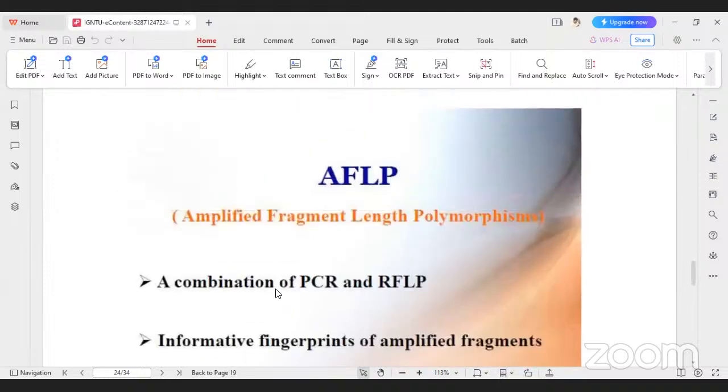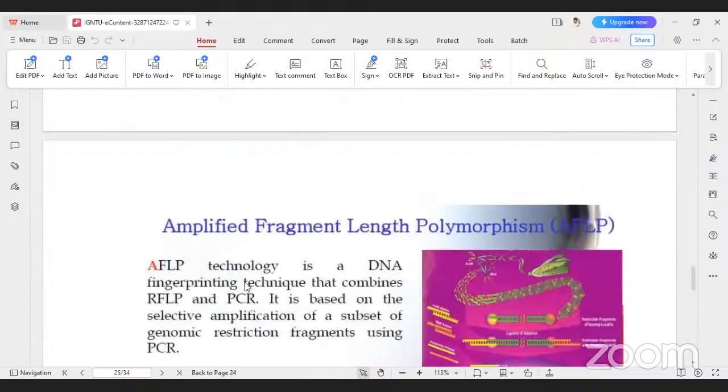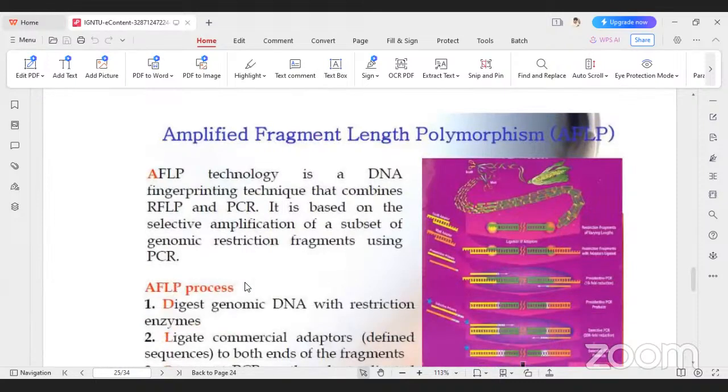And AFLP, amplified fragment length polymorphism. This is a combination of PCR and RFLP, both informative fingerprinting of amplified fragments. AFLP technology is a DNA fingerprinting technique that combines RFLP and PCR, already told you. It is based on the selective amplification of a subset of genomic restriction fragments using PCR.